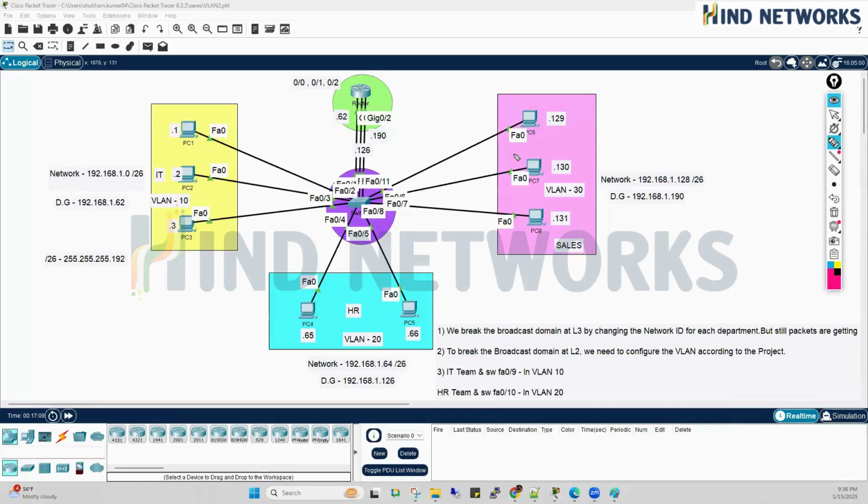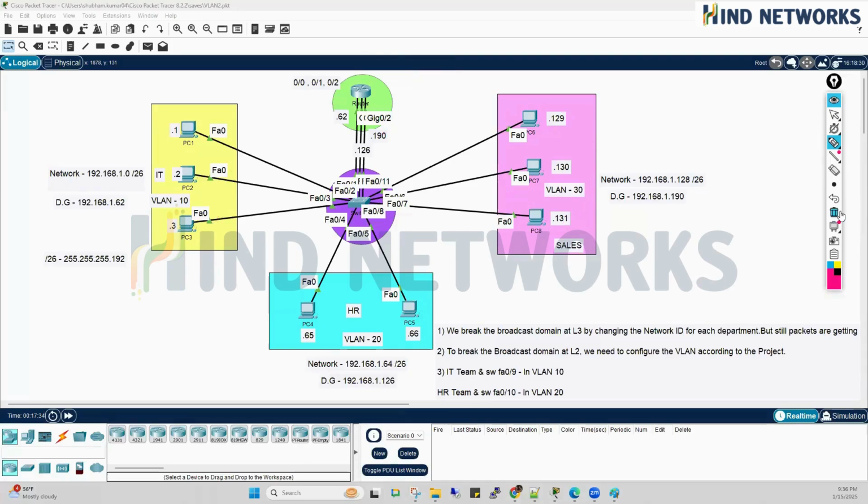Clear? Now see here. There is one challenge. The challenge is, right now, if you are trying to ping from one network to a different network, or from one VLAN to a different VLAN, what do you need? You need an L3 device. That is the thing.